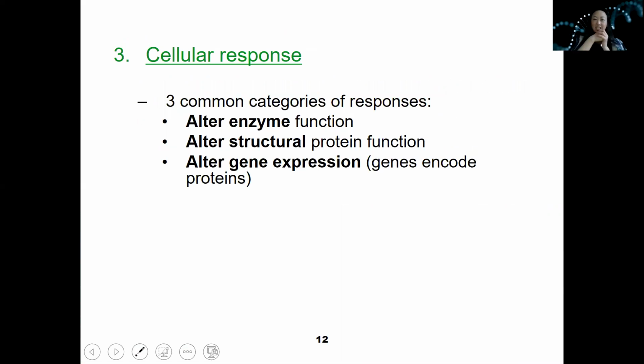Ligand hits receptor, activation, signal transduction. Finally, you're going to get stage 3, cellular response. And the cellular response comes in 3 possibilities. One is it alters enzyme function. We talked about enzymes being catalysts, so it can change the chemical reactions inside you. It can also alter structural protein functions.